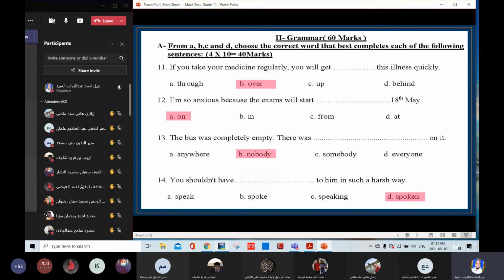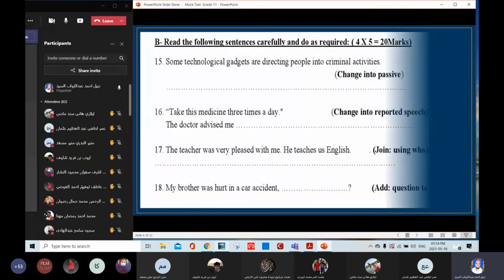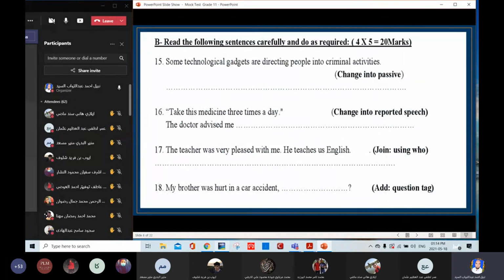Thank you, Ayub. Okay, now let's move to the next type of grammar here. Do as required or do as shown between brackets. Question number 15 is what? This is an active sentence. You are asked to change it into passive. You change the active into passive by starting with the object and using the suitable form of verb to be plus past participle, and then complete the sentence.